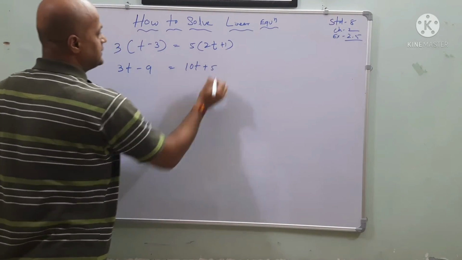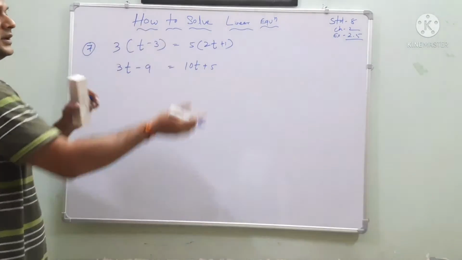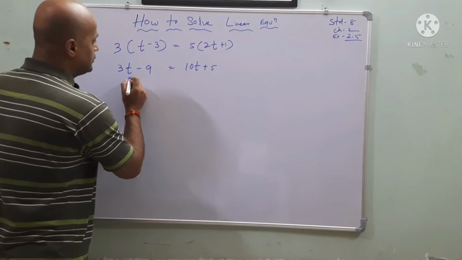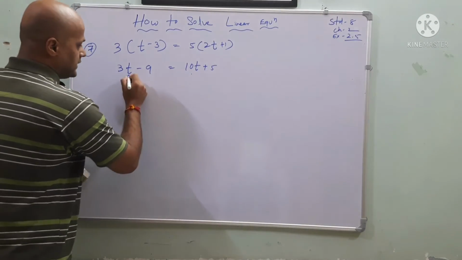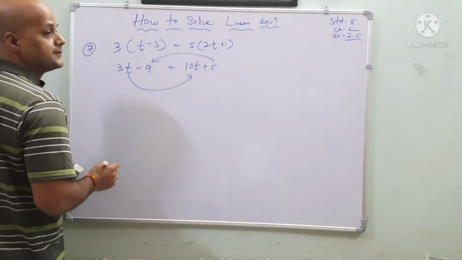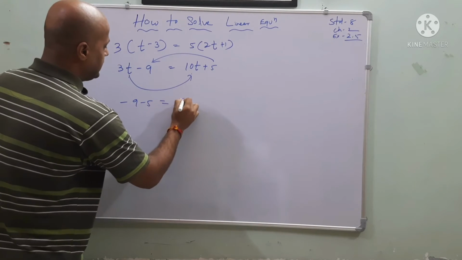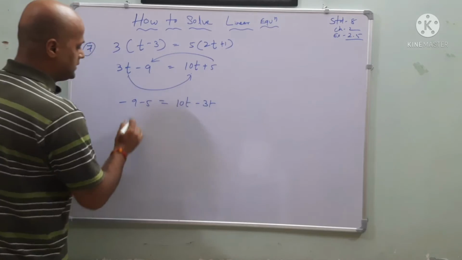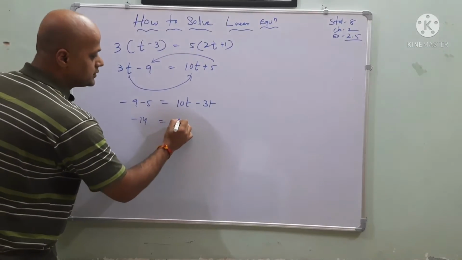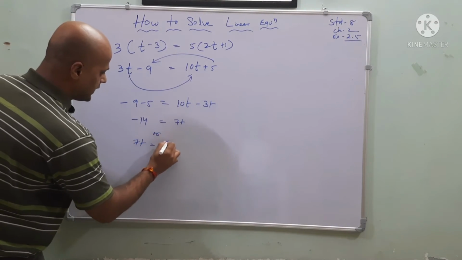Okay, this is t. Now bring the variable to one side and the expression to another side. What do you have to do? Either take this one to that side and this one to this side. Okay, what will it be next? Minus 9 minus 5 is equal to 10t minus 3t. 9 minus 5, how much is it? Minus 14 is equal to 7t, or 7t is equal to minus 14.